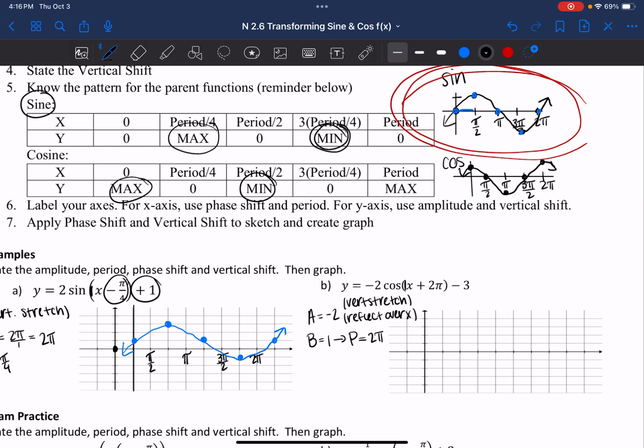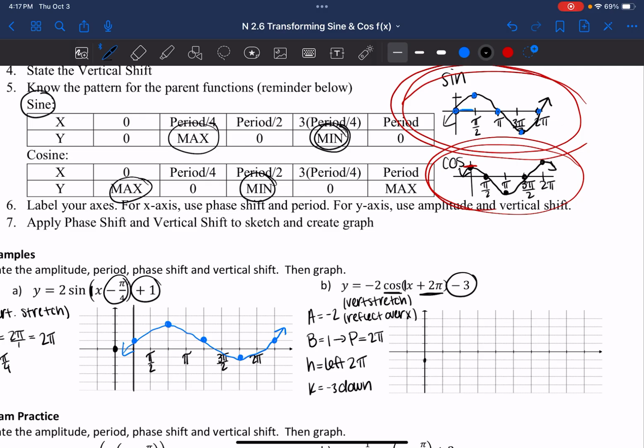We also are told that our h value is plus 2 pi. Plus 2 pi really means to shift left 2 pi. And then my k value out here on the end is -3, which means to shift down 3. All right, and this is for cosine. So now I'm looking at this parent function. So normally it would start here at 1, but it's been reflected, so I'm going to start at -1.